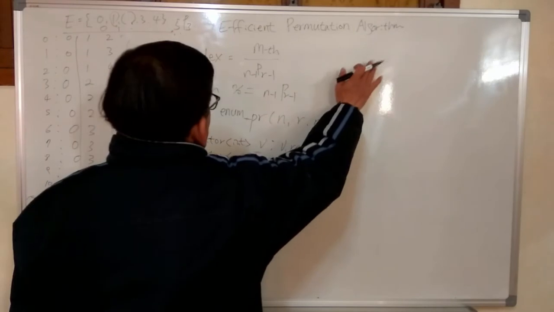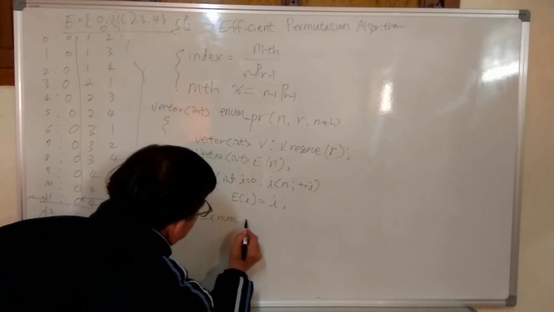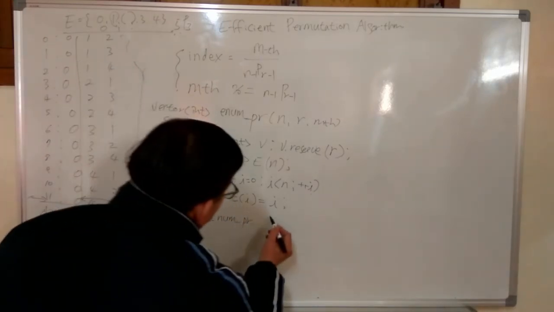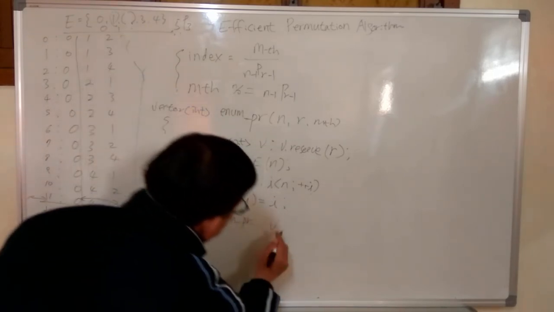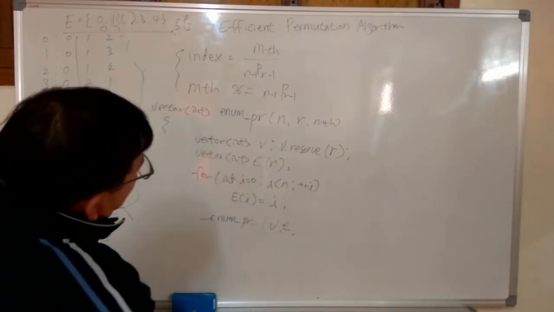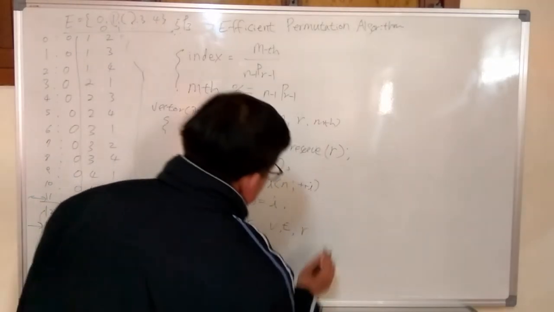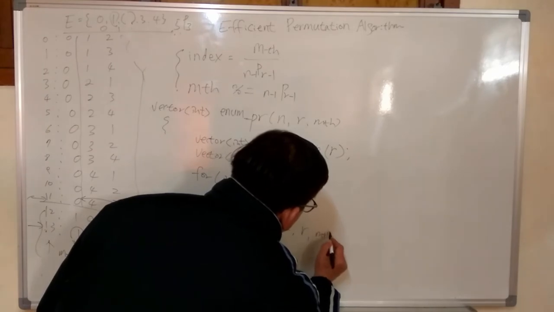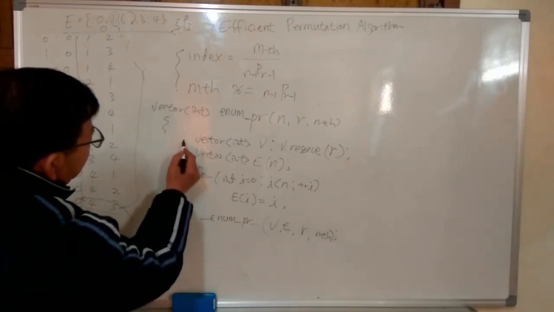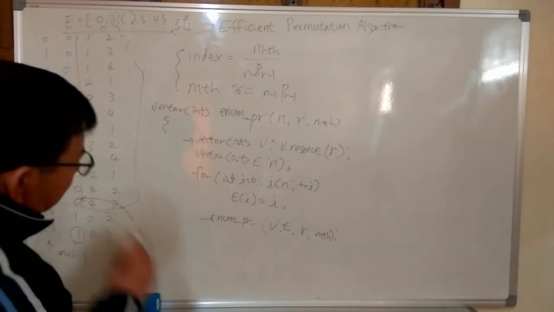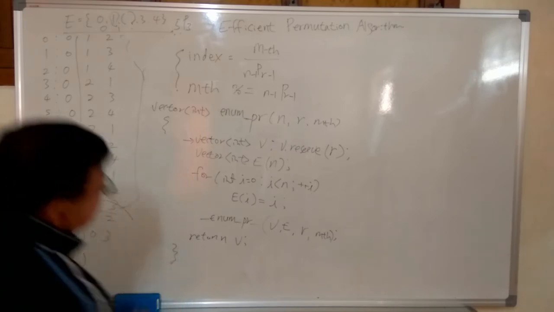Now we are calling another function, a recursive function, you see, enum pr underscore. We are sending this function b, this vector b, then e, then r, then we are sending m's, like this. We are calling the function like this. At this point, this function computes the result here. We save the result here. Then we return b. Then the function ends.